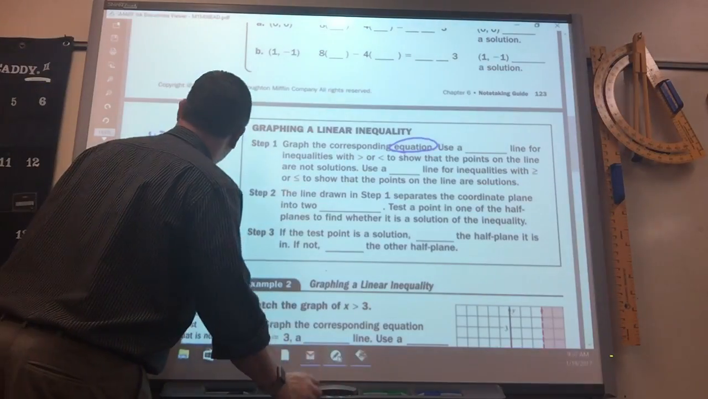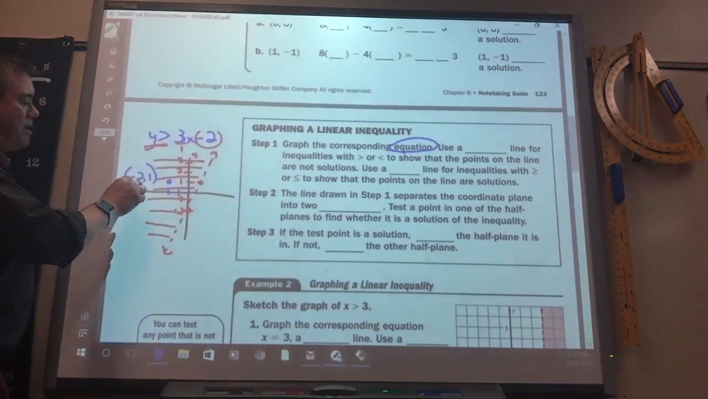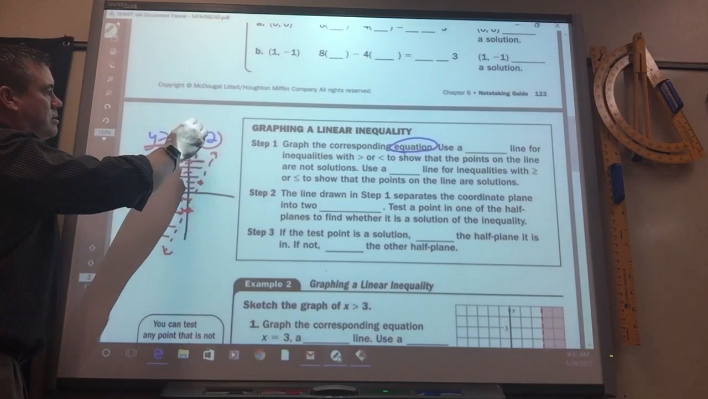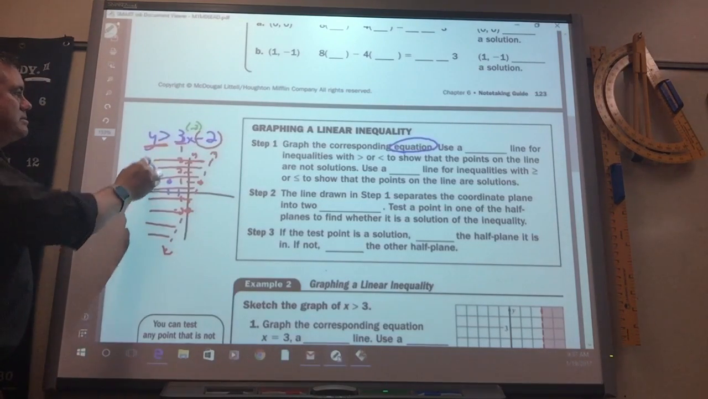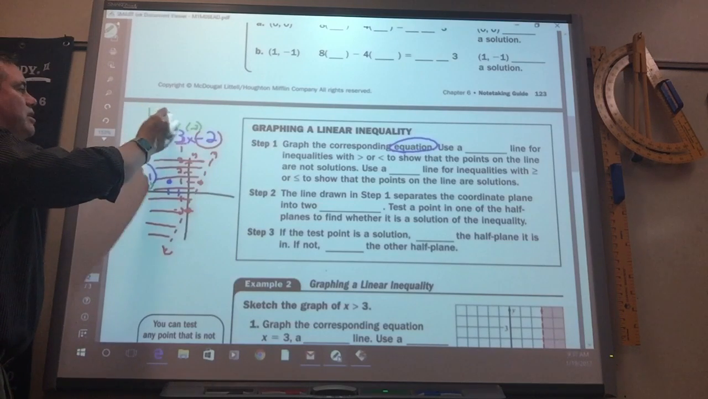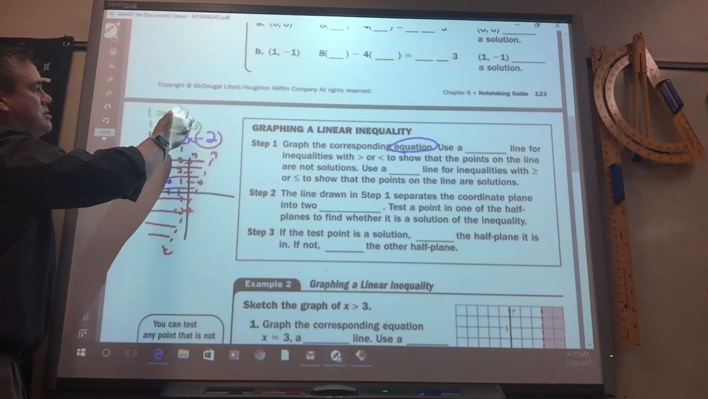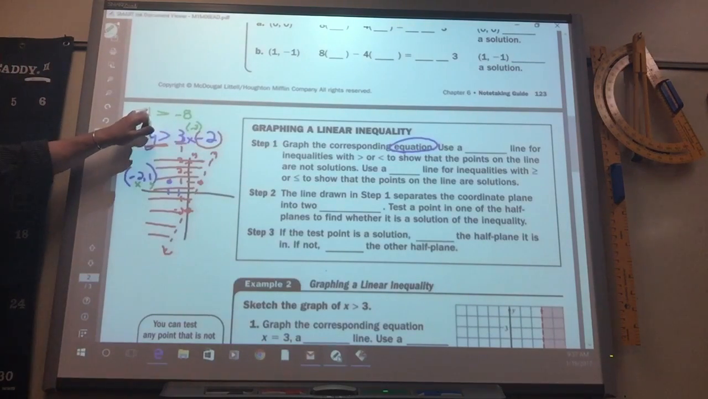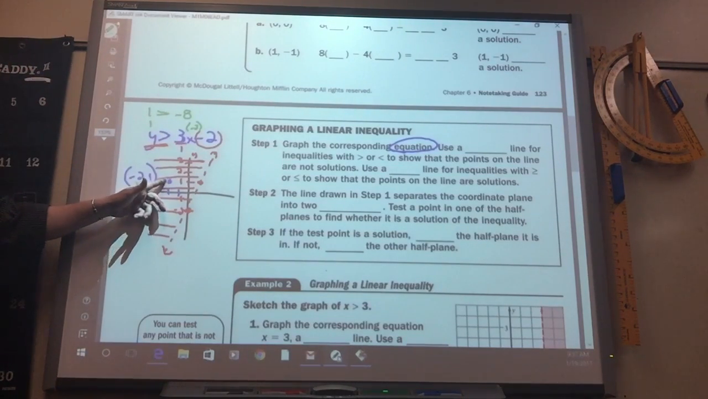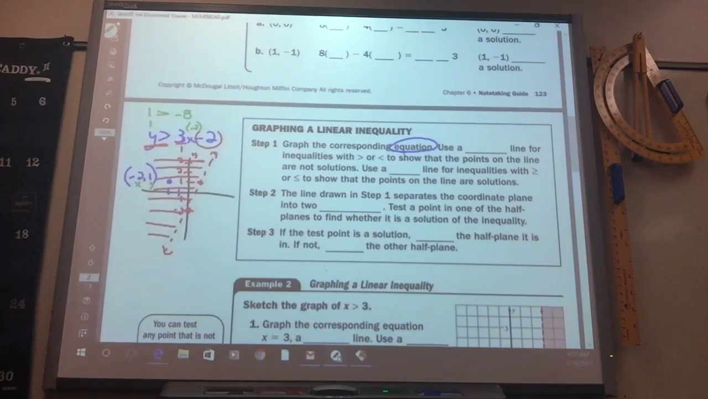See, if I check this, if I put -2 in for x and 1 in for y, and y is greater than 3 times -2 is -6, take away 2 is -8, which is true, right? So I know that's a solution, so I know I got shaded on the right side.